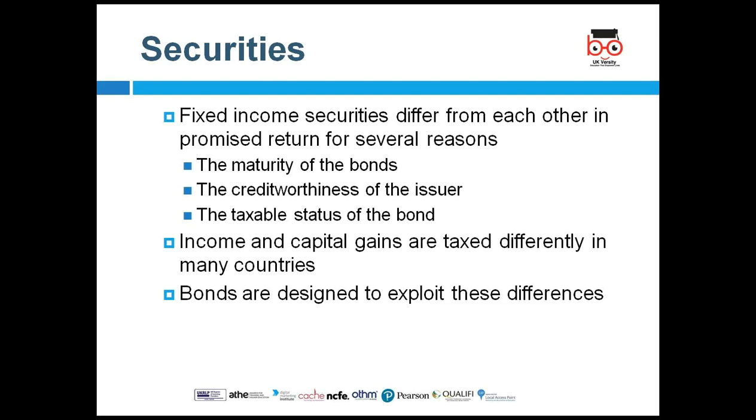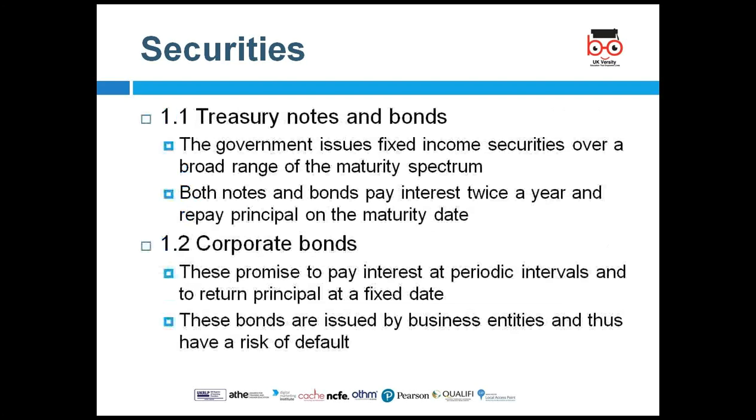Income and capital gains are taxed differently in many countries, and bonds are designed to exploit these differences. Treasury notes: sometimes government bonds can be totally exempt from tax, because the government wants to promote and invest in welfare projects, and the government issues fixed income securities over a broad range of maturities. Both notes and bonds pay interest twice a year, and they repay the principal at the maturity date.